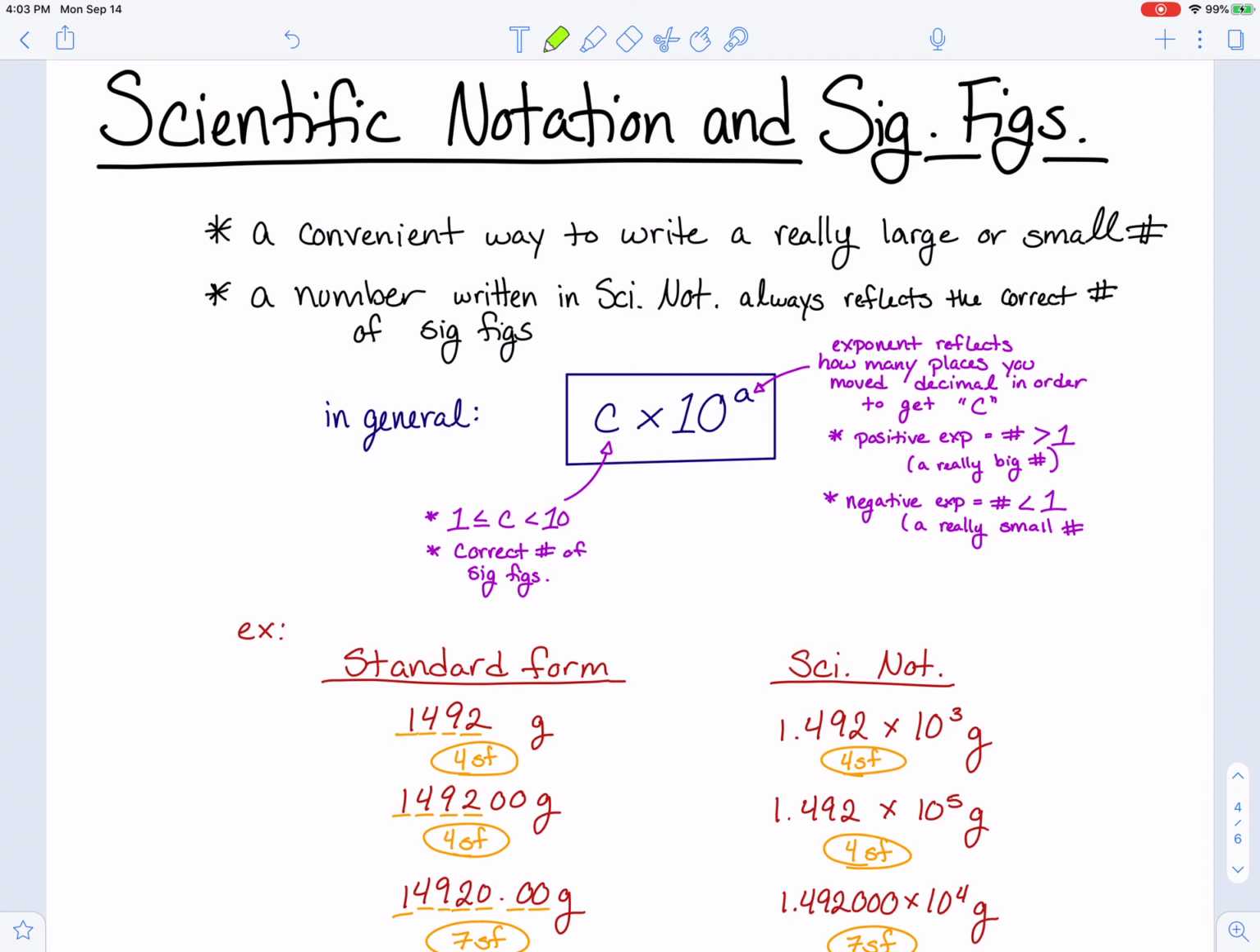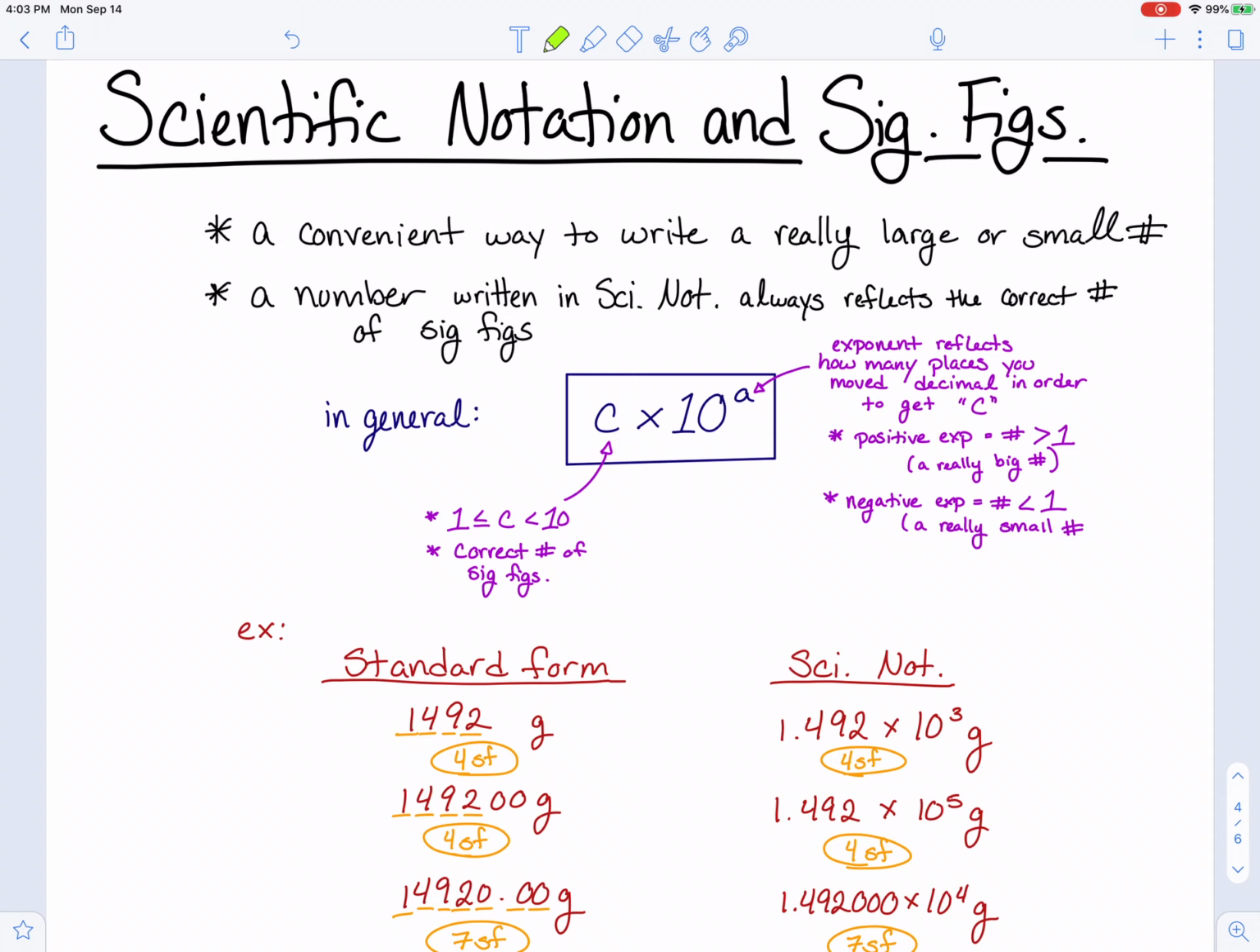We're going to look at how to write numbers using scientific notation while keeping sig figs in mind. So the idea of scientific notation is that it's a convenient way to write really large numbers or really small numbers. Sometimes it's not convenient to write things in scientific notation, and sometimes it's really convenient. What you'll see is that some of my numbers are not that convenient to write in scientific notation, but I'm using them as examples because the numbers are generally easy to write.